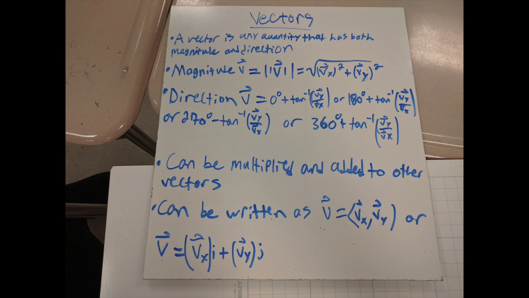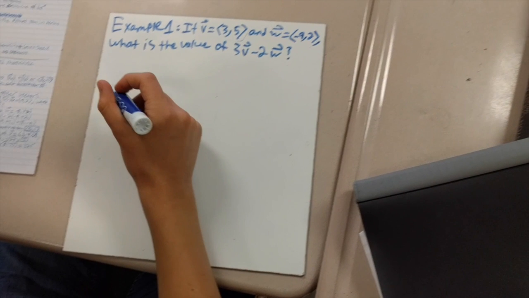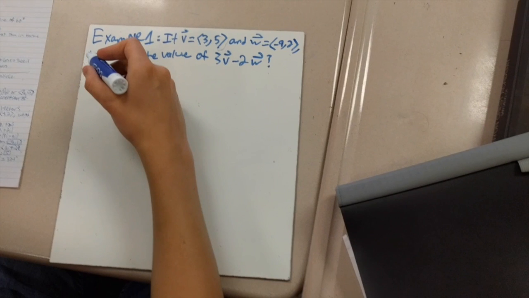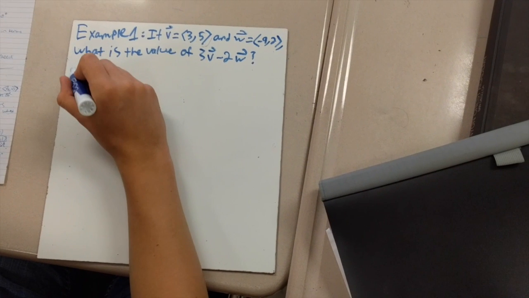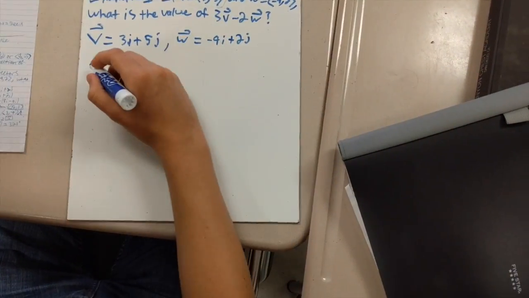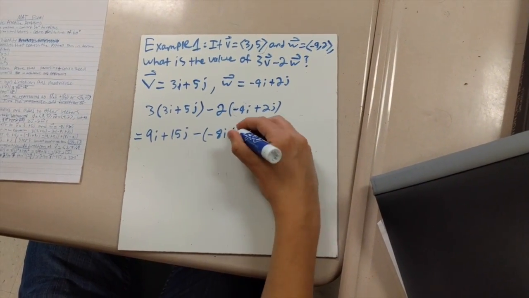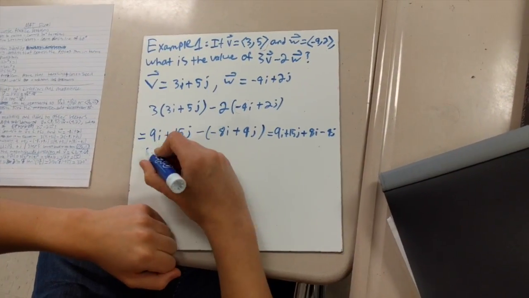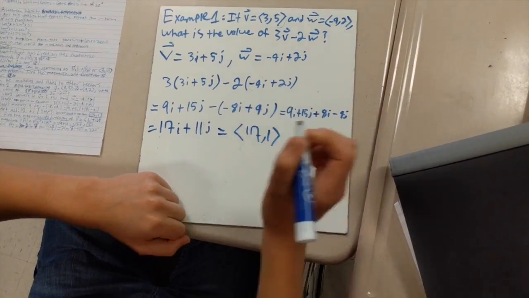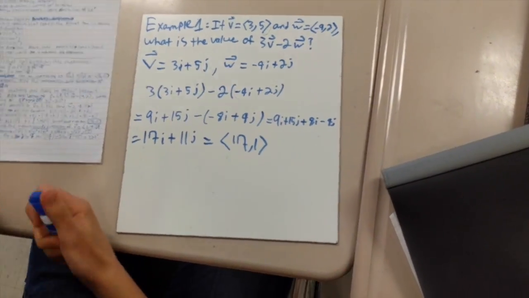Vectors can be multiplied by or added to other vectors and are generally written in one of these two forms. Okay, an example problem. If vector v equals 3, 5 and vector w equals -9, 2, what is the value of 3v minus 2w? First, you can convert the vector into variable form to make it easier to work with, since that way it just looks like a normal equation. Then you can write it out as an equation. Then you can just multiply and then add the equation together to find the answer 17, 11.